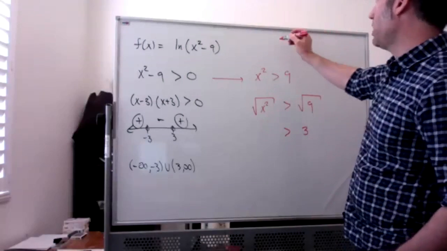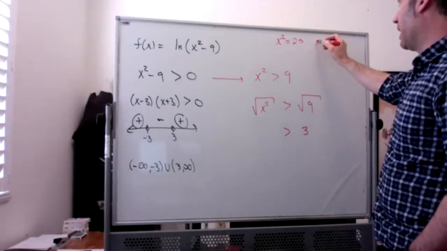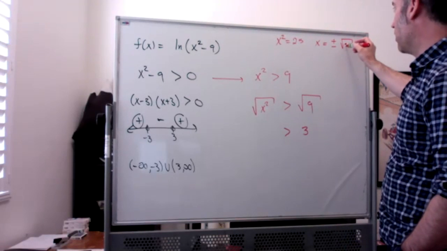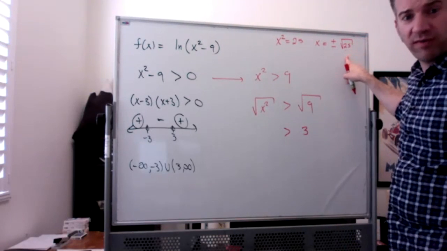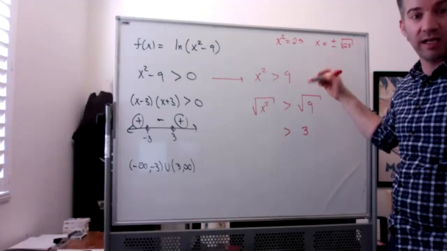If you're solving an equation, like if you're solving x squared equal to 25, we get x equal to plus or minus the square root of 25. But the square root of 25 is still just 5. And we tack on the plus or minus because we know there's a positive and a negative answer.